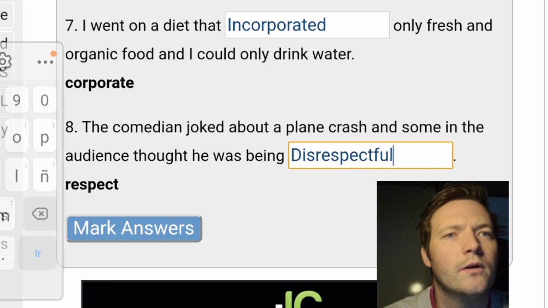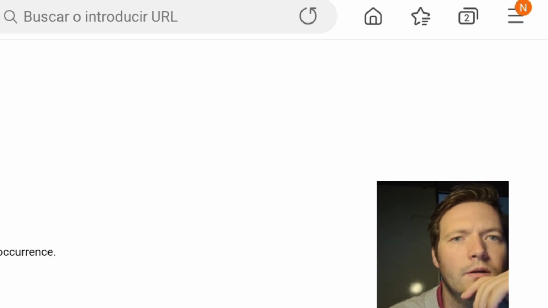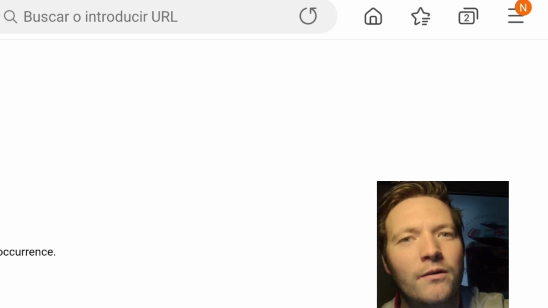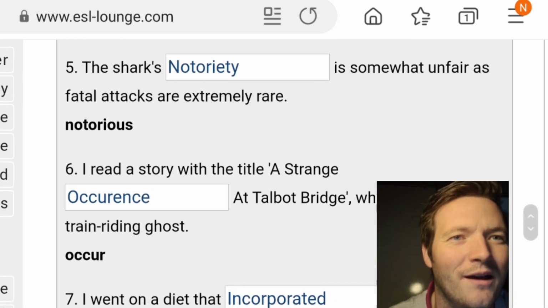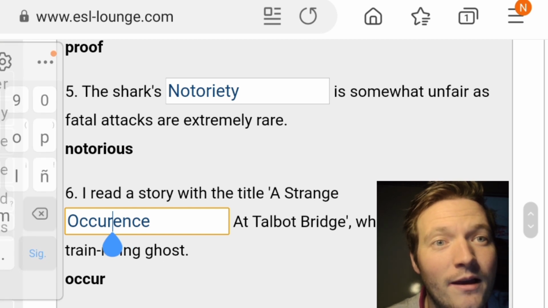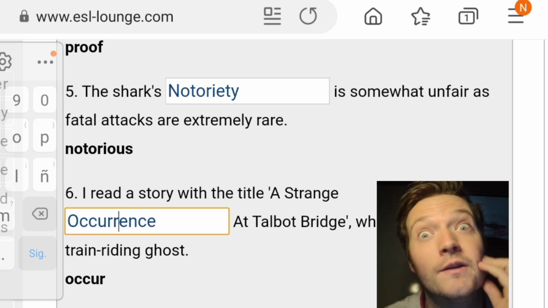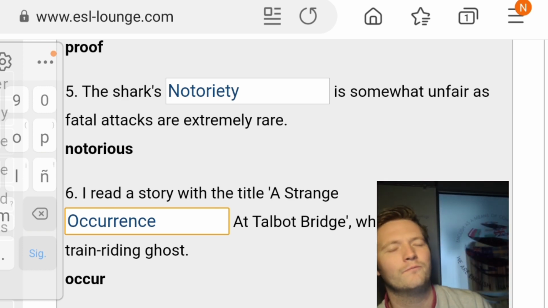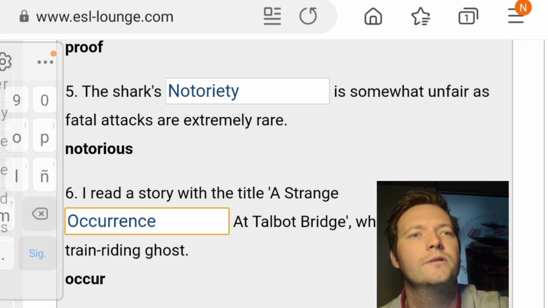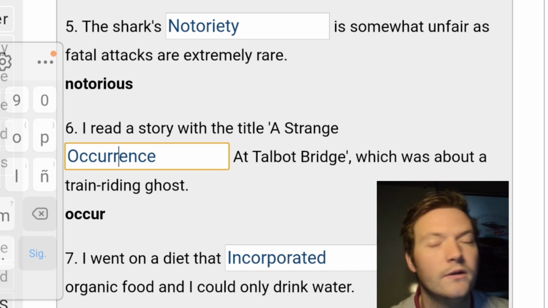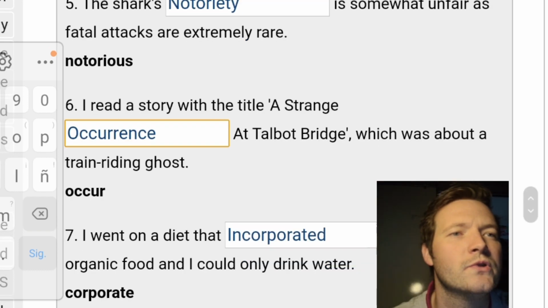Disrespectful. Okay, see if I've got them all right. In number 6, I got occurrence wrong because I didn't put the double R. To be fair, I didn't even notice. It didn't occur to me that I had written it wrong. Yeah, double C, double R. Occurrence. Right, fair enough. I shouldn't have got that one wrong. It was just written as occur, so I completely forgot. Double R, occurring, occurrence. It looked wrong. I knew something was wrong. There you go.